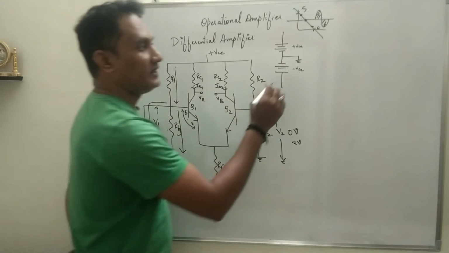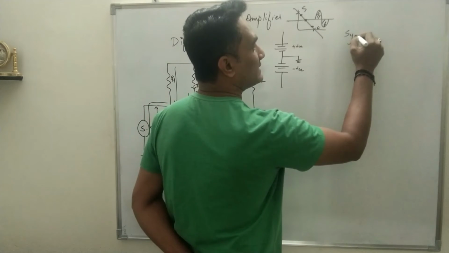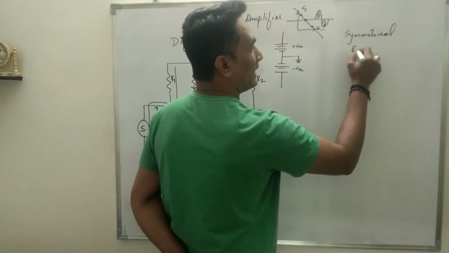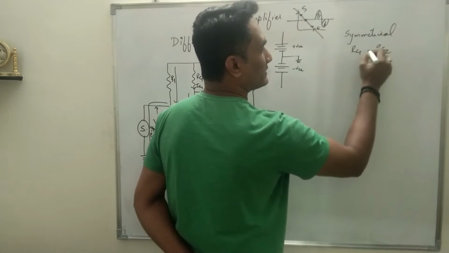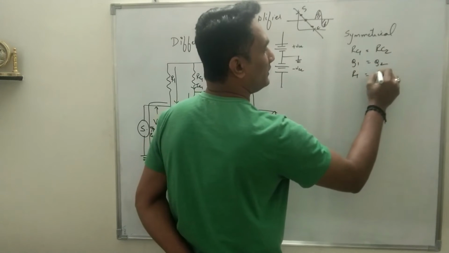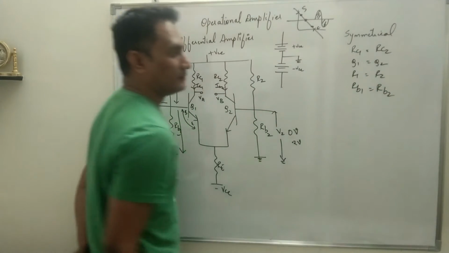Now, when the differential amplifier circuit is designed, the circuit should be symmetrical. Symmetrical means RC1 should be equal to RC2, Q1 should be equal to Q2, R1 should be equal to R2, RB1 equal to RB2.